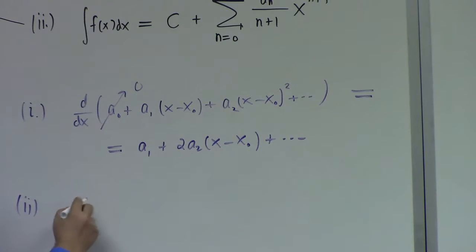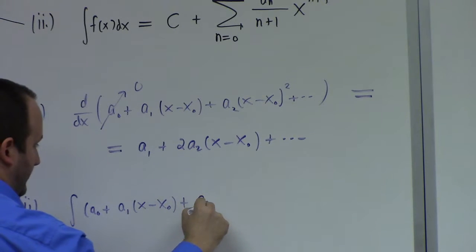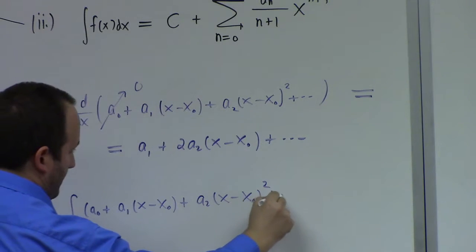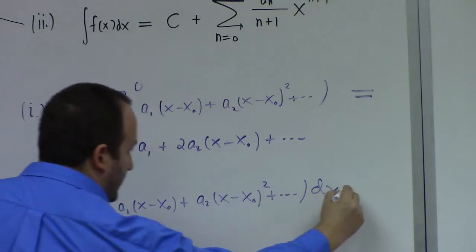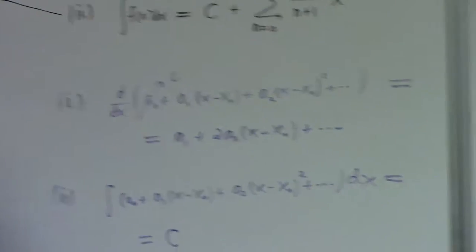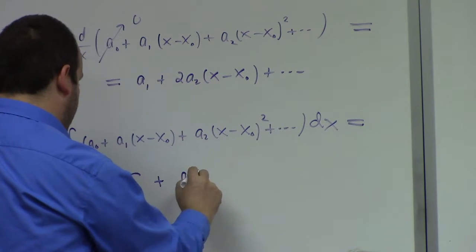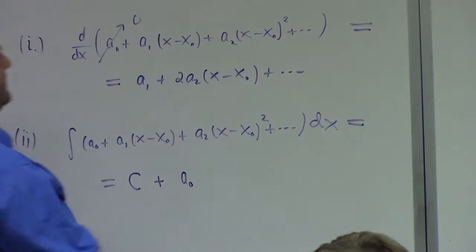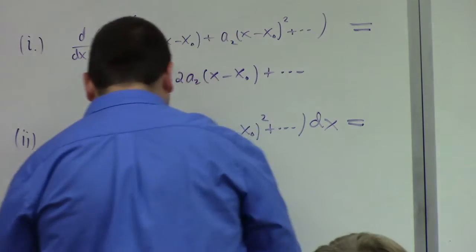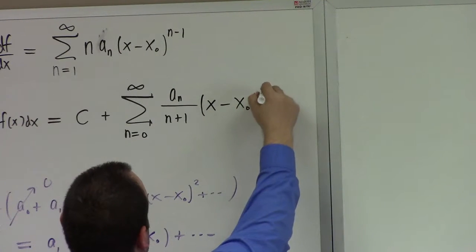2, what it's saying is if I integrate a power series, I can do so term by term. So in other words, this is equal to some constant, because we're calculating an indefinite integral, right? And then plus a0 times, and then, okay, fine.